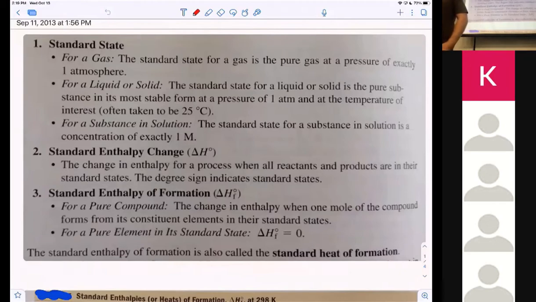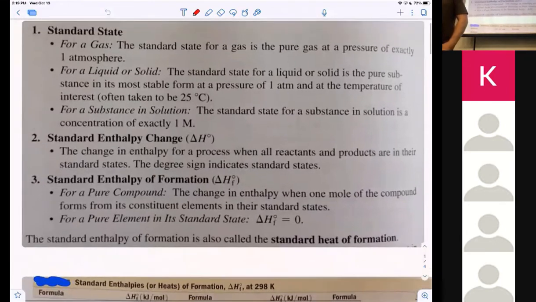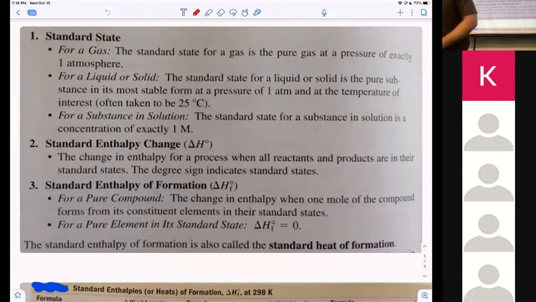And the standard enthalpy change, when we have the standard states, we put this little degree sign on it. So the change in enthalpy for a process when all reactants and products are in their standard state. And then we have the enthalpy of formation. That's when you have 1 mole of compound made from its elements all in their standard states. And we also define the enthalpy of a pure element, the heat of formation, to be 0.